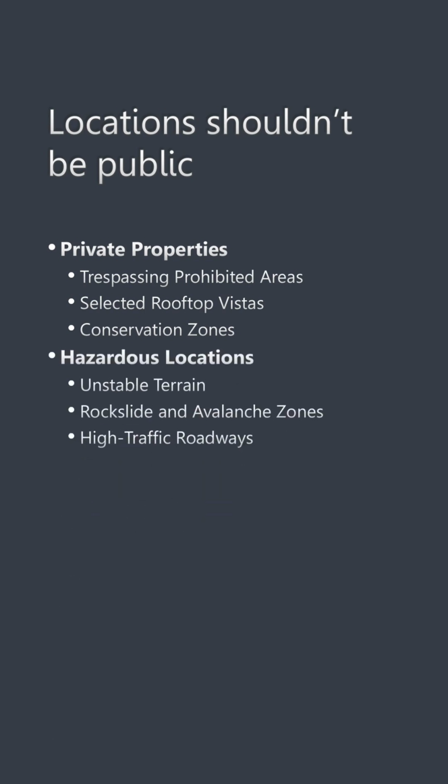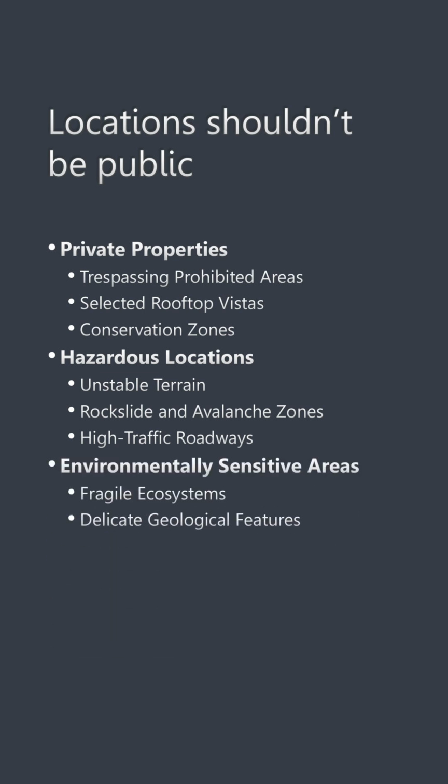Next, hazardous locations, for example, unstable terrain near a cliff, or some potential rock slide or avalanche area, or some high traffic area like crowds. It's okay to go through the crowds, but do not stay there to take pictures. The next, environmentally sensitive areas, for example, very fragile ground cover or some delicate geologic features. In the American Southwest, there are many areas like that. Do not step on or drive through those areas.